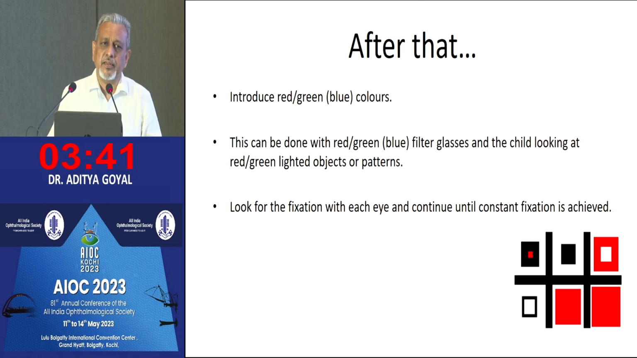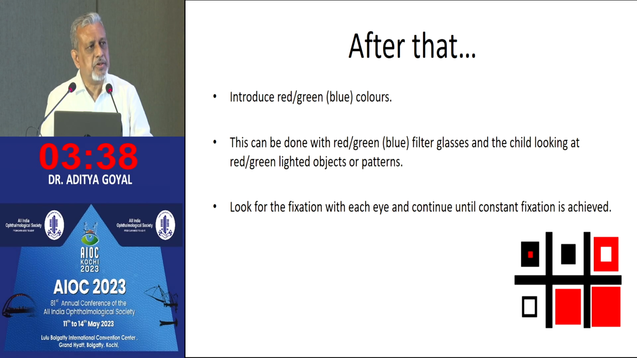Once the black and white patterns are perceived, introduce colors. I like to put the red and the blue or the red and the green because these are two different parts on the different areas of the spectrum. So that is the reason why we introduce the red and green or red and blue. And you could also introduce filters, the red and blue filters, which make the perception of color as well as perception of the objects possible. Look for the fixation with each eye and continue until constant fixation is achieved.